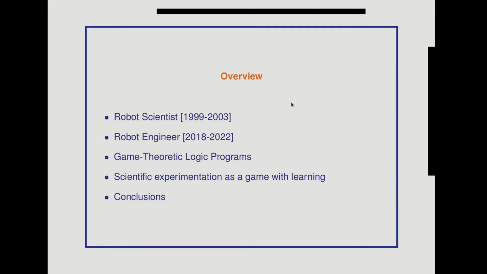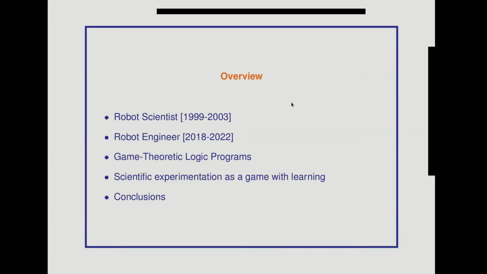The second project is ongoing at the moment, the robot engineer, and it ends later this year. A key difference between the scientist and the engineer project is that the scientist, like any scientist, is interested in coming up with hypotheses of facts that could be taken as true or false, whereas anybody who's done engineering knows that engineers are interested in more than just facts. What they want is to optimize and make processes efficient. So the robot engineer also has a cycle of experimentation, but the process is trying to optimize a given measurable value of the system being studied.